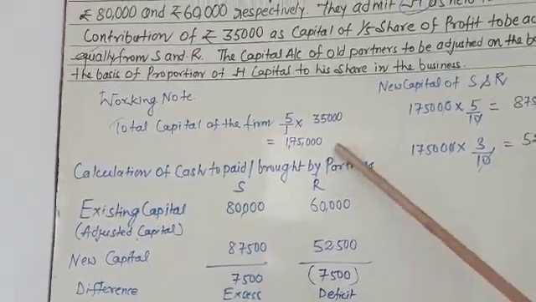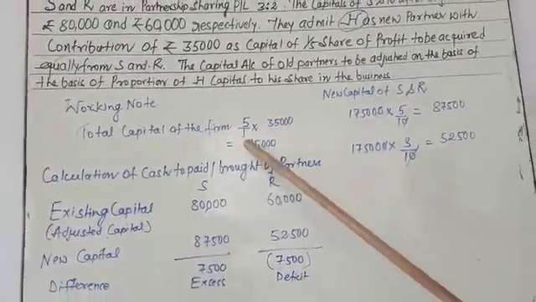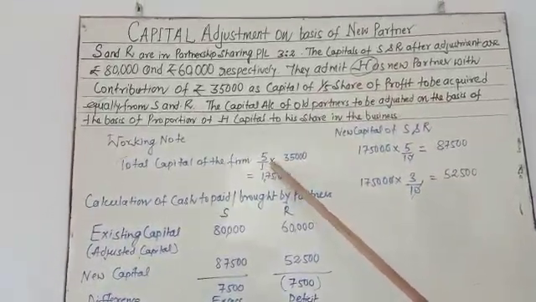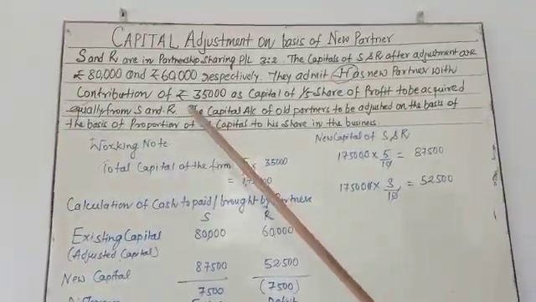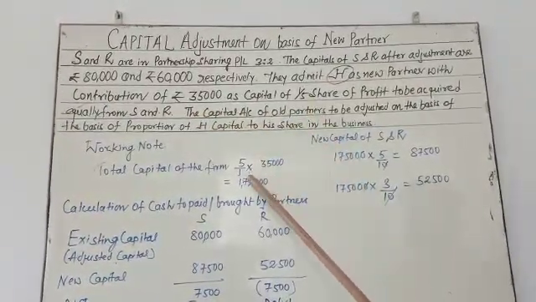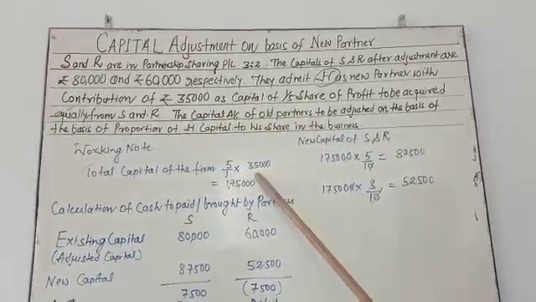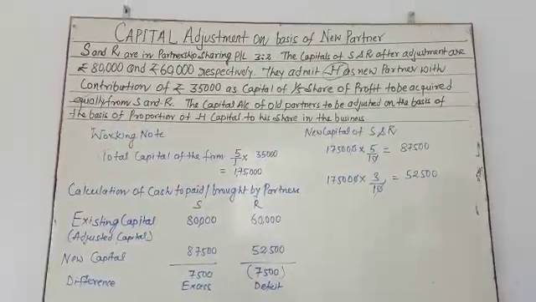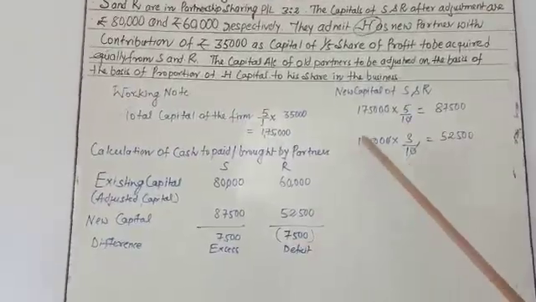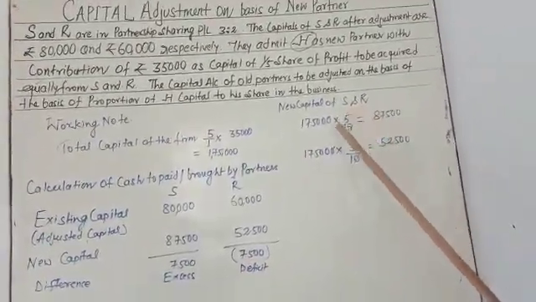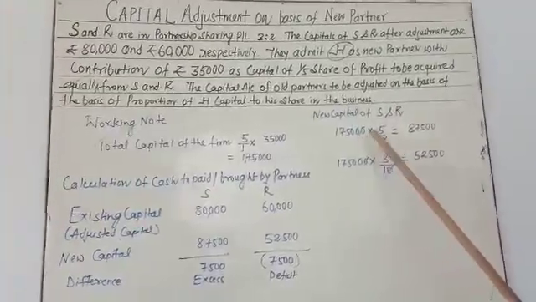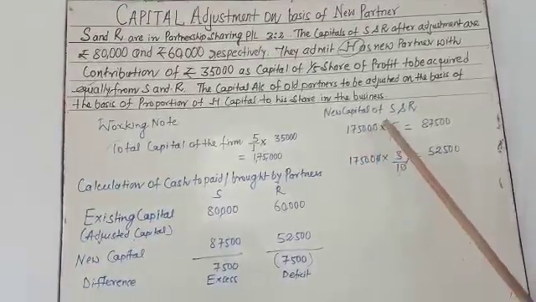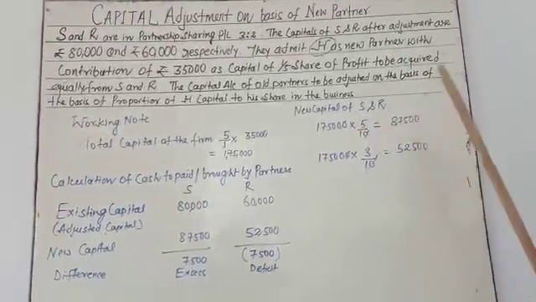you first calculate the total capital of the firm with the help of the new profit sharing ratio of S. Just put the reciprocal of 1 by 5, because in the question it is mentioned 1 by 5. You put the reciprocal and multiply the capital of S here, and the total capital of the firm is calculated. After that, you calculate the new profit sharing ratio. Then with the help of the new profit sharing ratio, you distribute this new capital of the firm among the old partners. Here the total capital of the new firm is 1,75,000, multiplied by 5 by 10, that is 87,500.